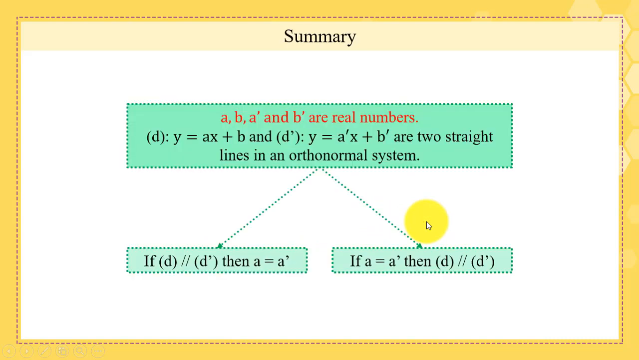This is the summary. Here are the two straight lines D and D prime. We say that if D is parallel to D prime, then the slope of D is equal to the slope of D prime, and if the slope of D equals the slope of D prime, then D is parallel to D prime.